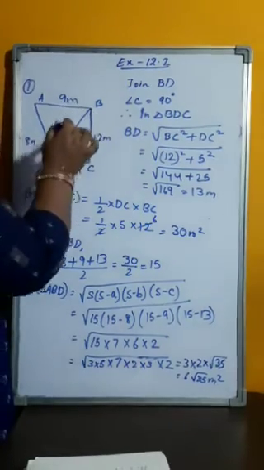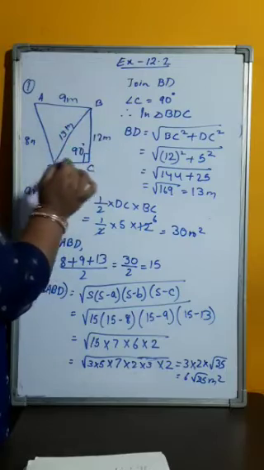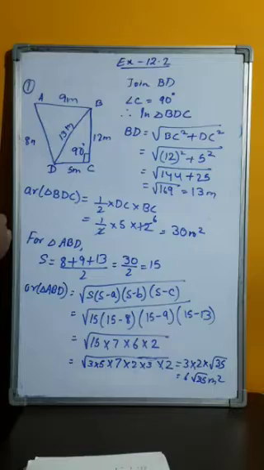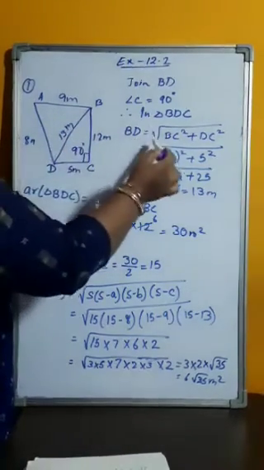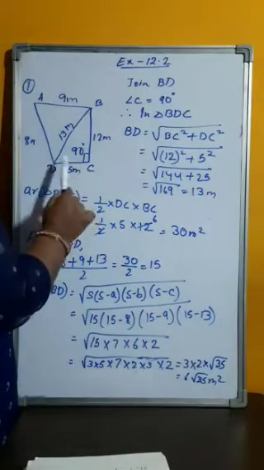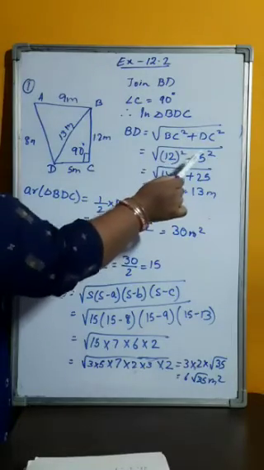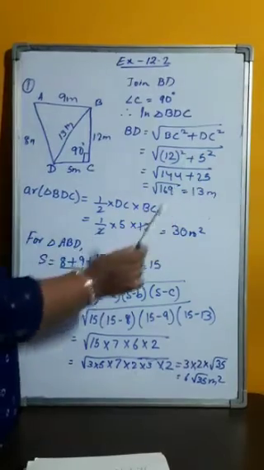You can see this is a quadrilateral. For solving, first we will join BD. In right angle triangle BCD, angle C is 90 degrees, so BD becomes the hypotenuse. Now we can calculate BD by Pythagoras theorem. BD will be under root BC square plus DC square. BC square is 12 square, DC is 5 meter square. So 12 square is 144, 5 square is 25. So it is under root 169, which is 13 meter.